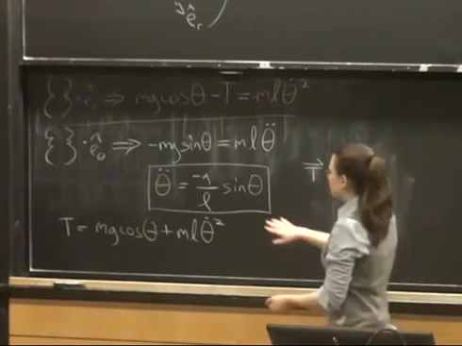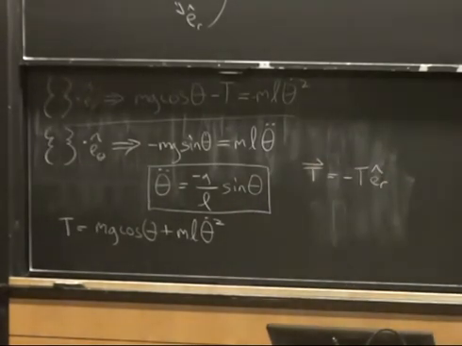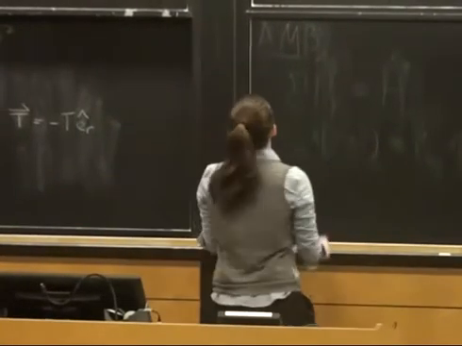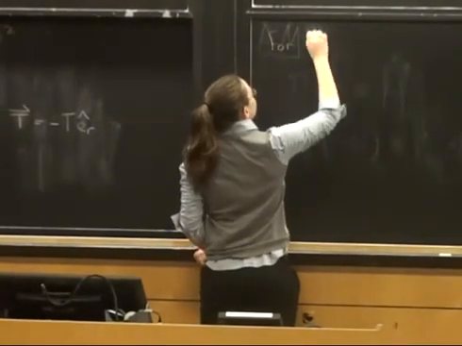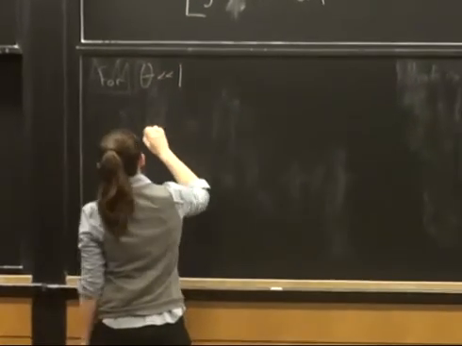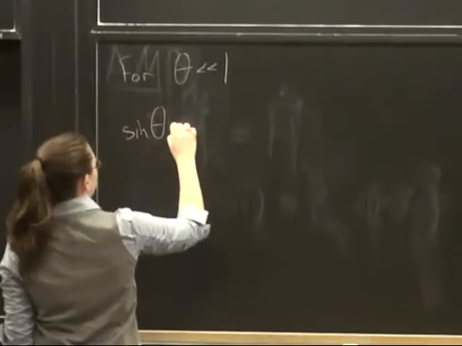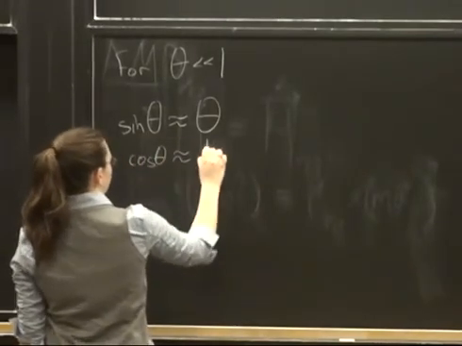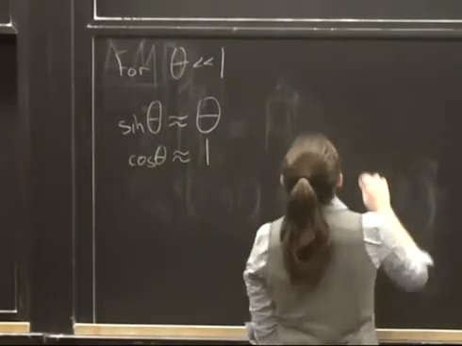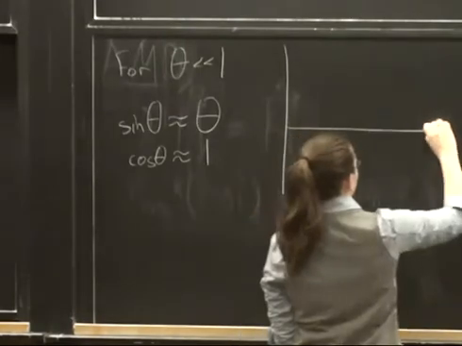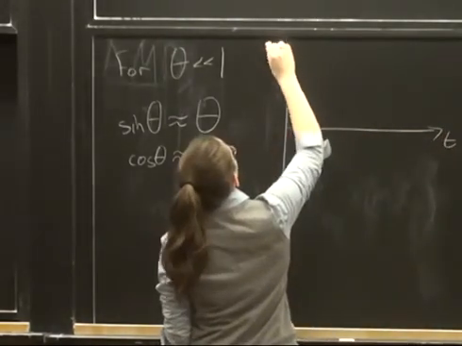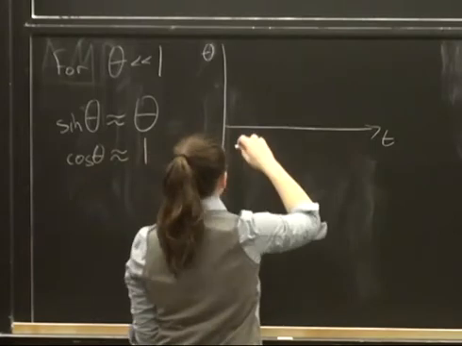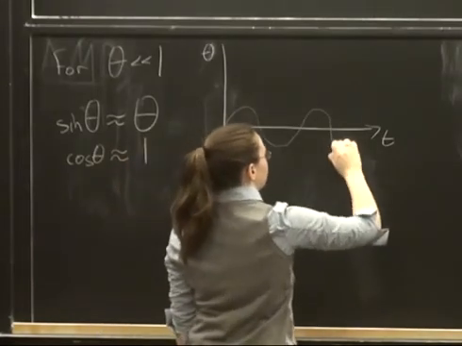So we have this nonlinear equation of motion, and it would be good to think about what that means in terms of the actual motion compared to the linear model. So we know that for small theta, sine of theta is approximately equal to theta, and cosine theta is approximately equal to 1. And then if we look at the motion over time, you get a nice, pretty sinusoid.